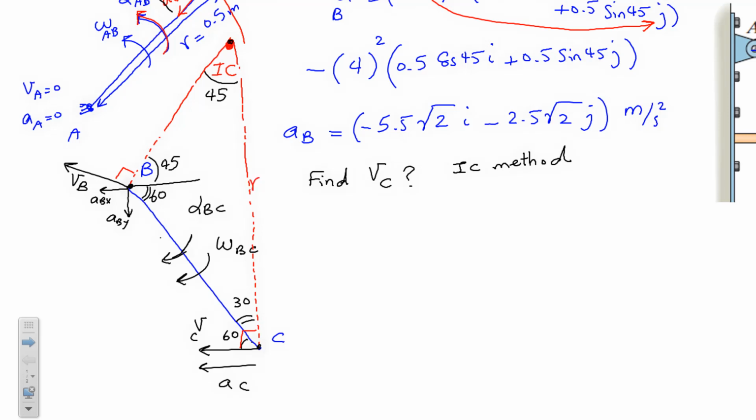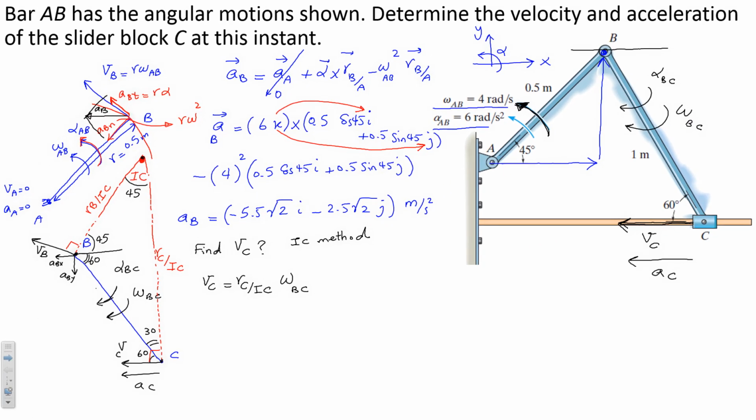This is RC/IC, and this length is RB/IC. If I want to find the velocity of point C, I need to use this equation: RC/IC times omega BC. How can I find RC/IC? You need to use the geometry equations.